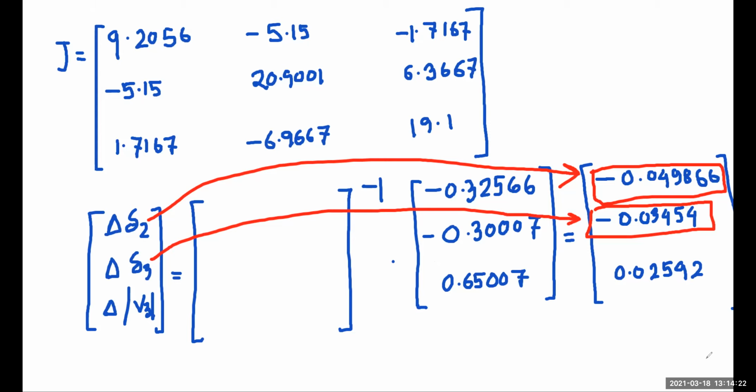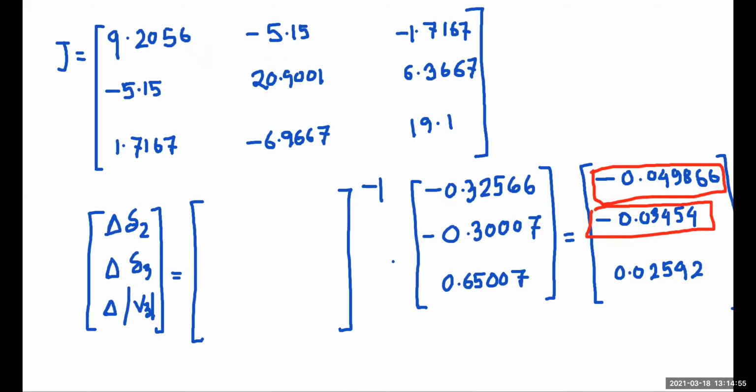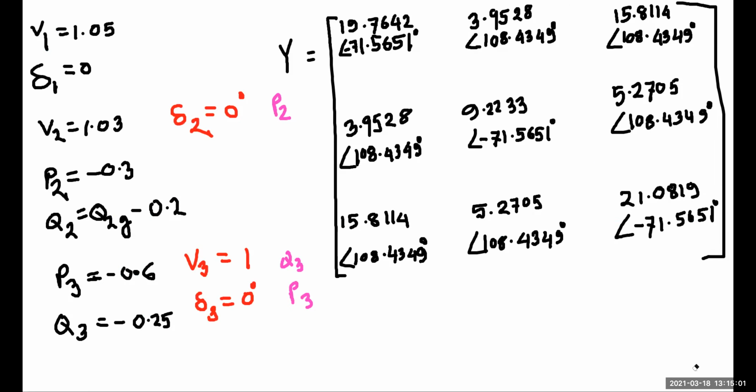Now, let's go to the next page. Next page will be what? I'm going to write our delta 2. Delta 2 will be our old delta plus the change. It should be in degree, because your result is in radian, but it should be in degree. What is your old delta 2? 0, exactly, 0 degree. So I'm going to write it here, 0 degree.